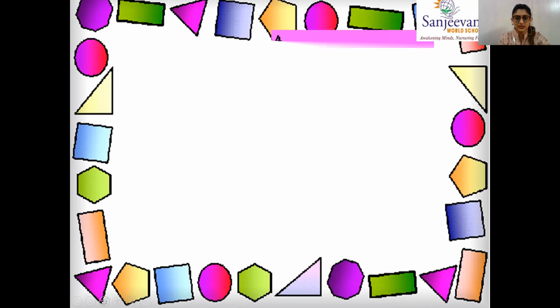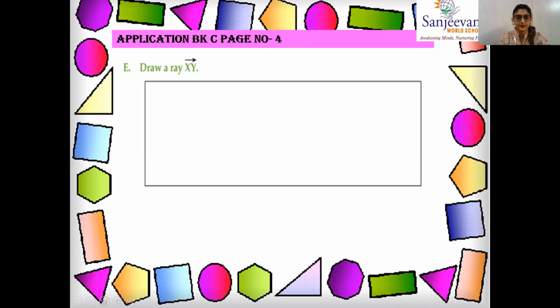Next, going to question number D. Sorry, we have already done D. Now E. Draw a ray. Now how do we draw a ray?